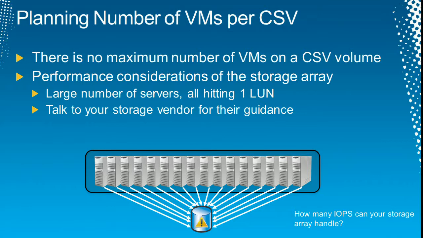If you have an older array where you need to think about those sort of things, you'll need to be thinking really hard about how many VMs you put on a CSV. If you have one of the newer arrays, they're going to say, I don't really care. We're going to intelligently handle placing the data on the spindles, intelligently place with tiered storage, and I don't care if you have 1 LUN or 20 LUNs, it doesn't make a difference. So the story is going to vary greatly depending on your storage vendor.